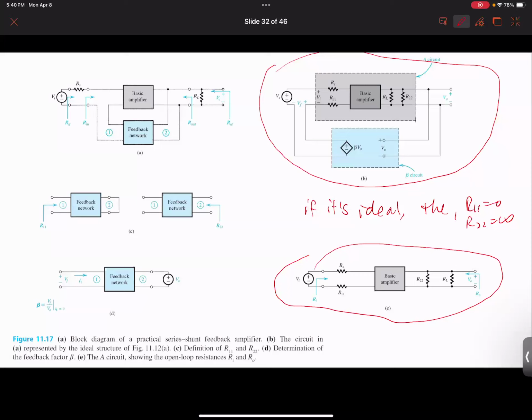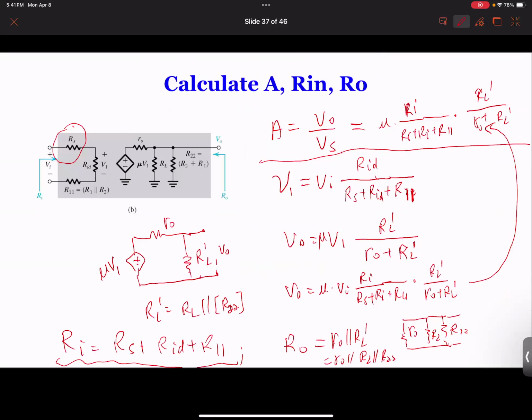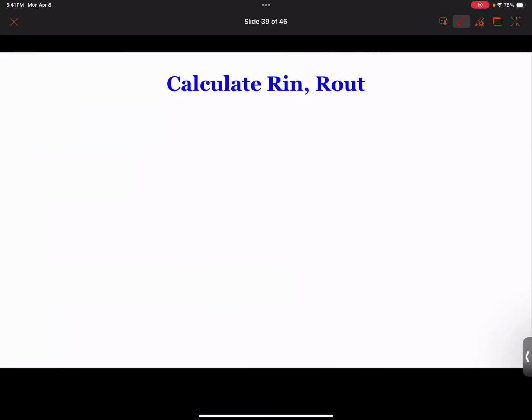From the basic amplifier, you get the A circuit, or you get the gain, the open loop gain of A. And then you start to calculate the closed loop gain, the loop gain, and then the input resistance, output resistance, and so on. So you can get all these numbers calculated. Yeah, so this is a real example.